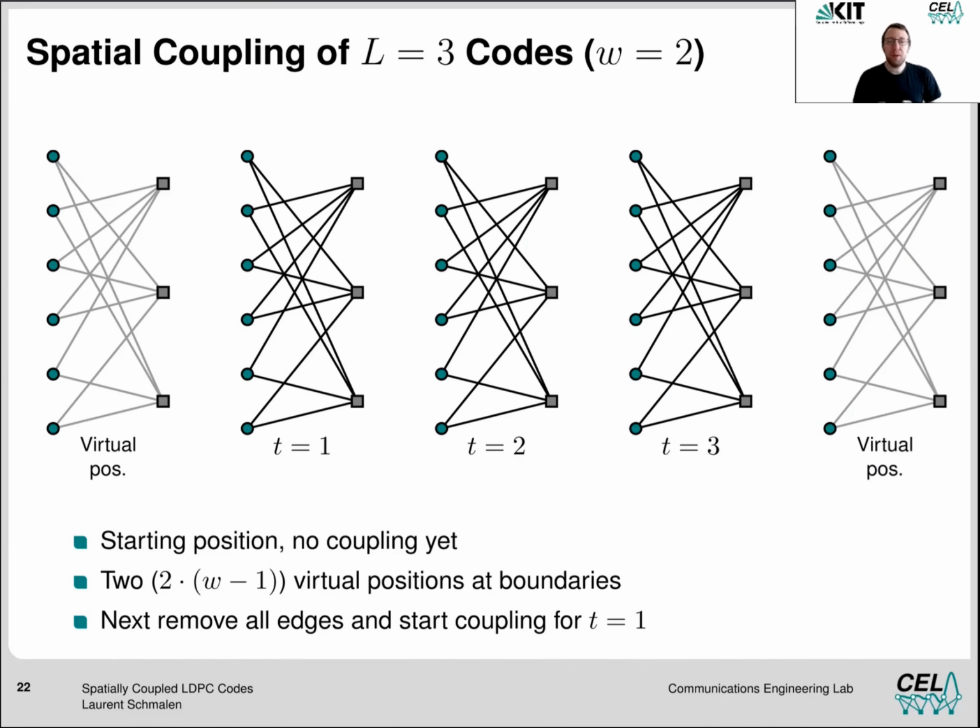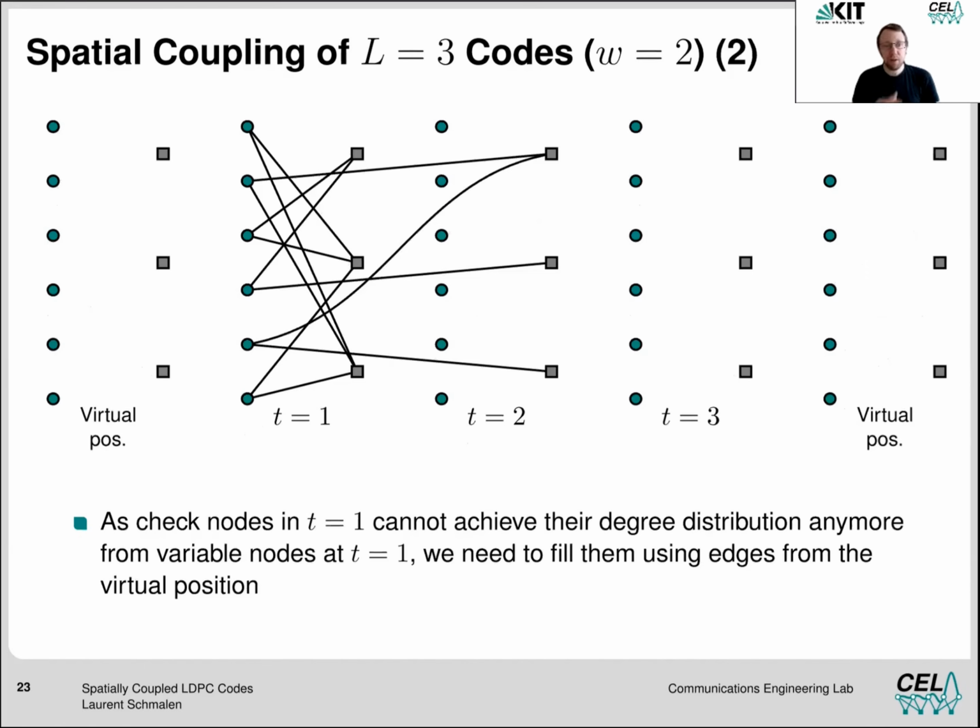So now what we do is we remove all the edges of our codes. So we remove all these edges here, and then we start coupling. So we take each edge and we make a random experiment if we should connect it to this spatial position or one of the next spatial positions. And here we choose w equals 2, which means we always connect it just to the spatial position itself or to the next neighbor. So let's take a look.